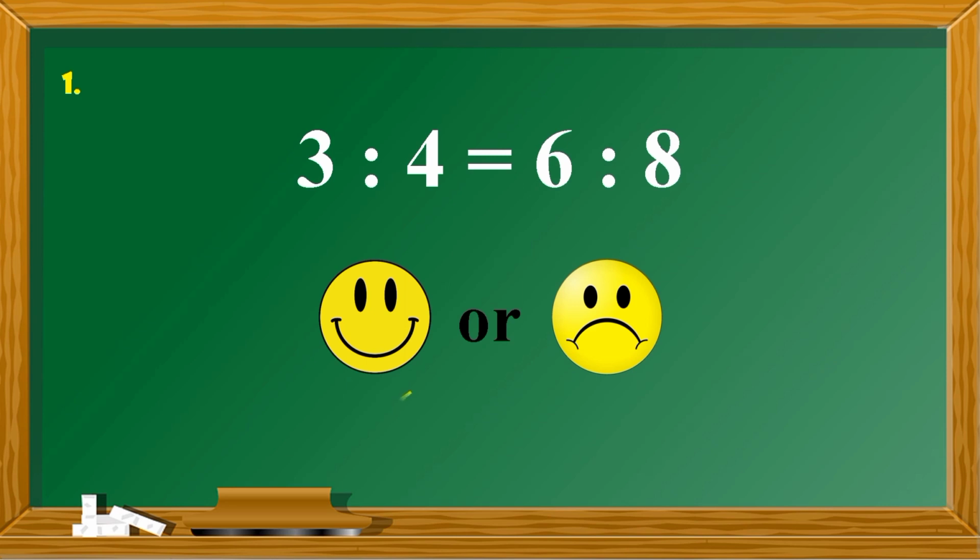Very good, kids! It is a proportion. 3 multiplied by 8 is 24. 4 multiplied by 6 is 24. The product of the means and the product of the extremes are equal.